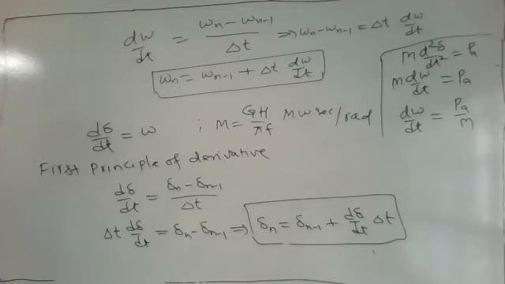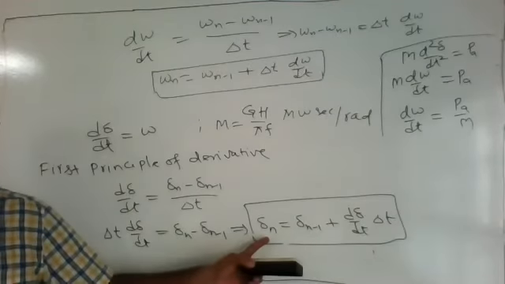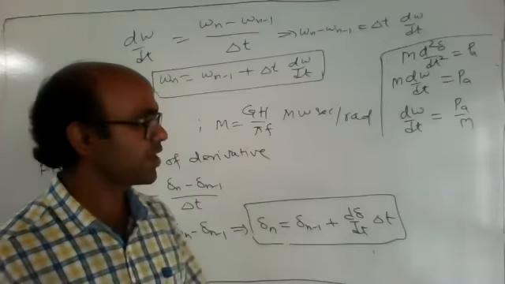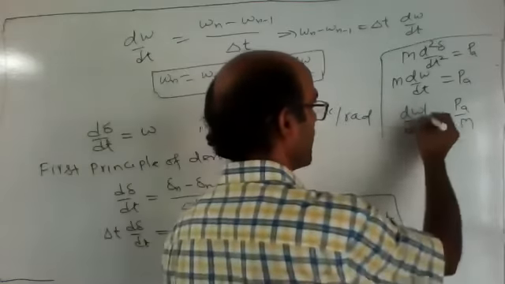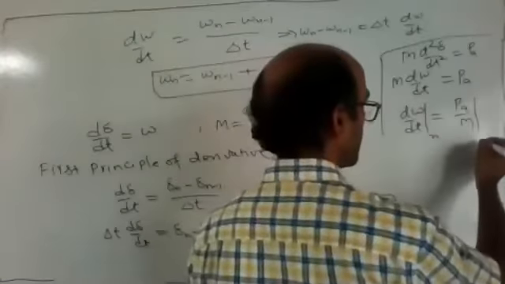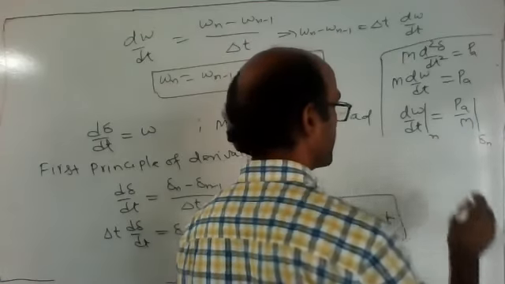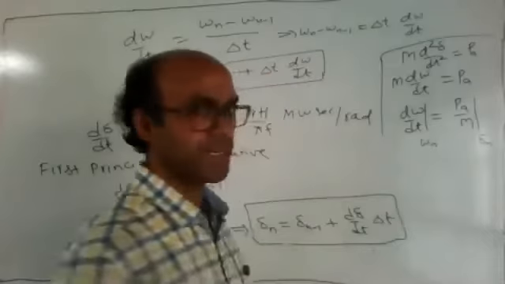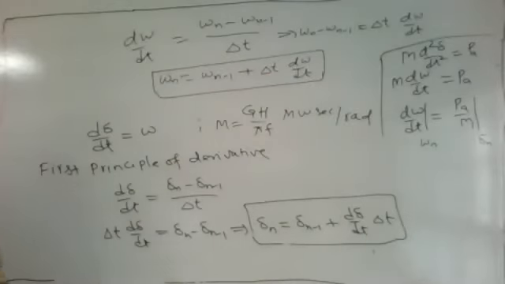By using this relationship, we have to put d omega by dt is Pa by M at this step. Which value do we take? This delta n. If I am taking this value at step n, then this is also computed at delta n, and similarly this is also computed at omega n, at the same step.